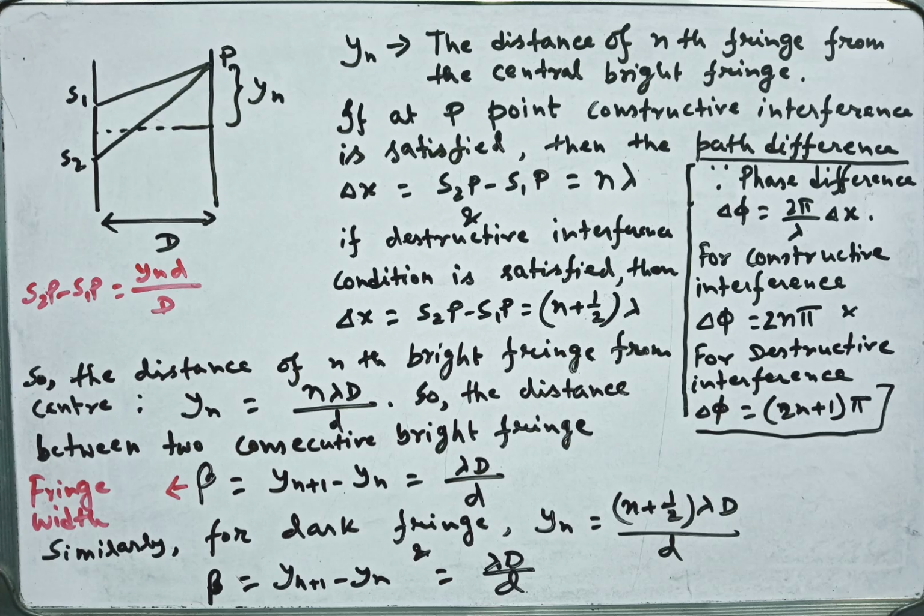So the distance between two consecutive bright fringes will be called beta, equal to y(n plus 1) minus yn, that will be lambda D by d. Similarly, for dark fringes, if we calculate, it will be the same, lambda D by d. Okay.